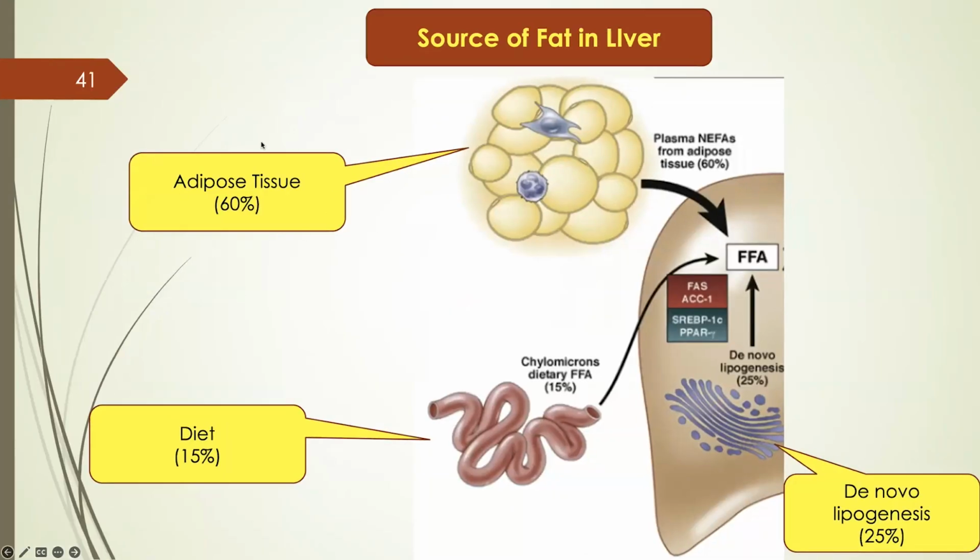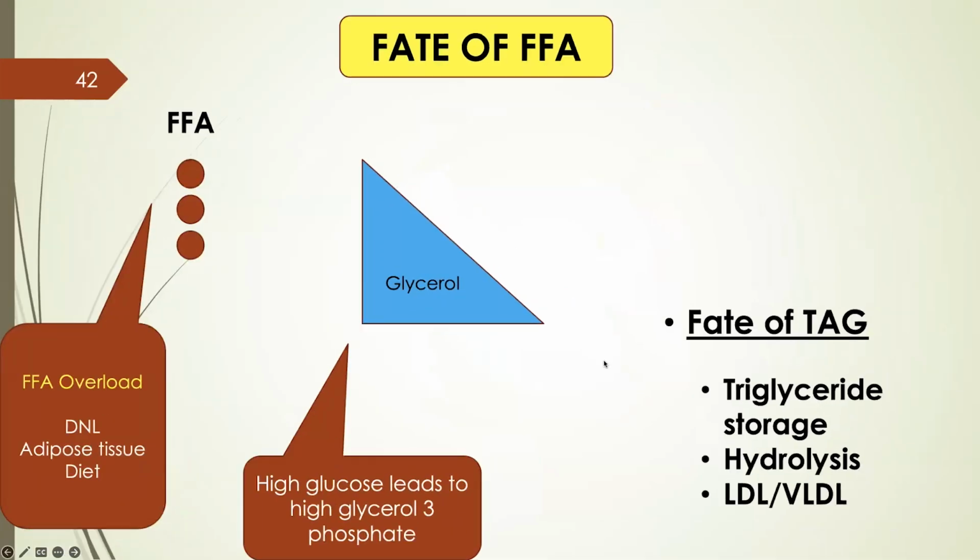Of these, as I have already said, 60% comes from the adipose tissue, which is persistently releasing free fatty acids. 15% comes from dietary sources like overconsumption of fat or fructose and other substances which I have mentioned. And 25% of the incoming fat to the liver comes through de novo lipogenesis, which primarily occurs through non-fatty acid sources. So what is the fate of the fatty acid which tends to come into the liver?